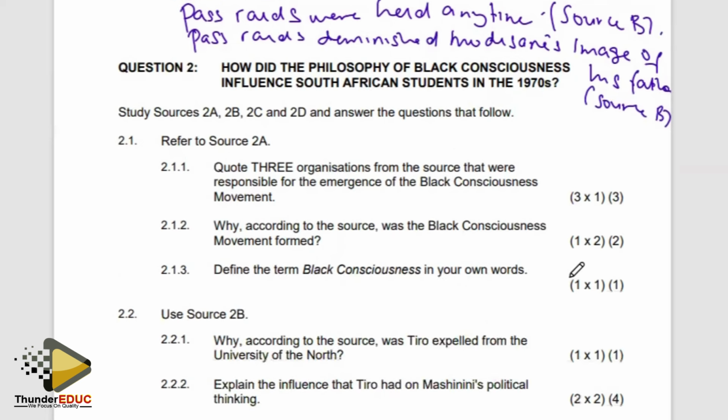Okay, let's move on to question 2. How did the philosophy of Black consciousness influence South African students in 1970? Okay, so your paragraph up there will be marked with the rubric as usual. Then let's move on to question 2.1.